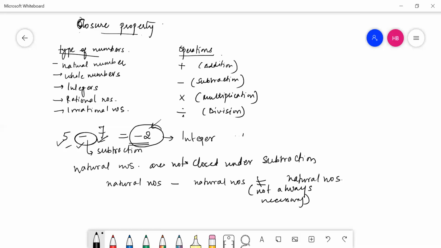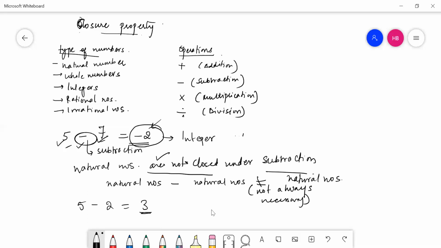But it doesn't mean that whenever I'm subtracting two natural numbers, I'm not going to get a natural number. I might get a natural number. If I write 5 minus 2, which is 3, sometimes I get natural numbers, sometimes I don't. But when can I make this a property? If it is true for all the natural numbers under subtraction. But I saw it is not possible for all the natural numbers that subtracting two natural numbers gives me a natural number as an answer. That's why I'm saying that natural numbers are not closed under subtraction.